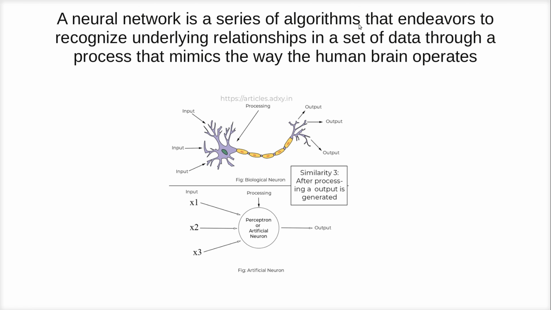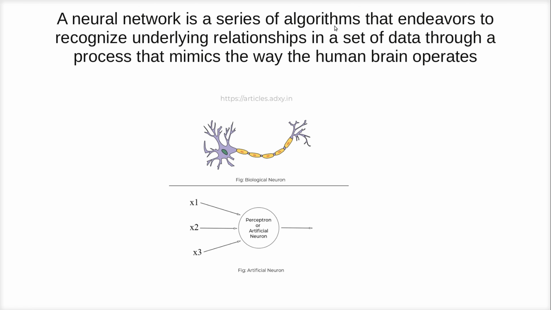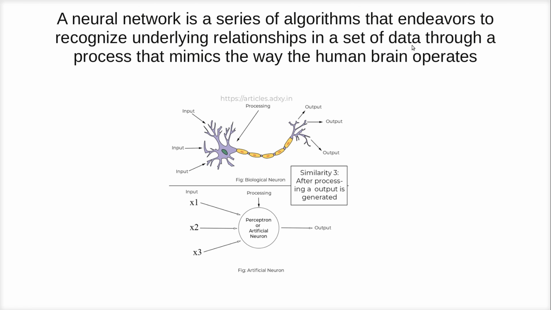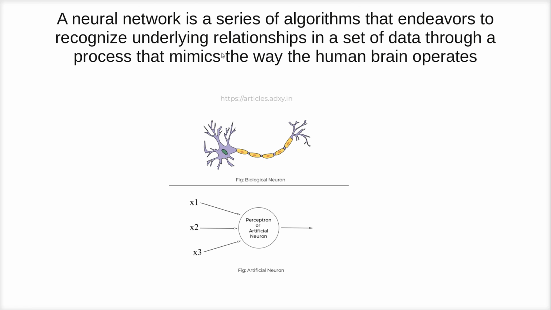So what is a neural network? A neural network is a series of algorithms which is used to recognize underlying relationships in a given set of data. And how? Through a process which mimics the way the human brain works. So this is what a neural network is.